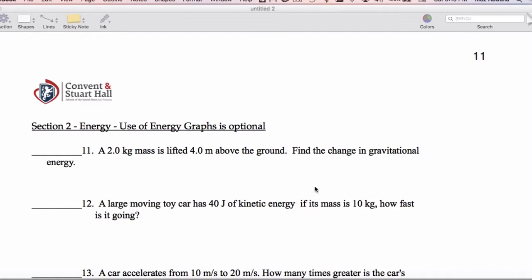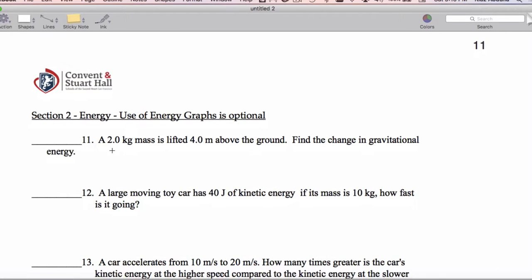Moving on to the energy portion of the practice test, let's go ahead and solve. A 2 kilogram mass is lifted 4 meters above the ground. We're going to find the change in gravitational energy as Eg equals m times g times h. That'll be 2 times the acceleration due to gravity, which is 10, times 4 meters, and that is going to give us 80 joules of energy.